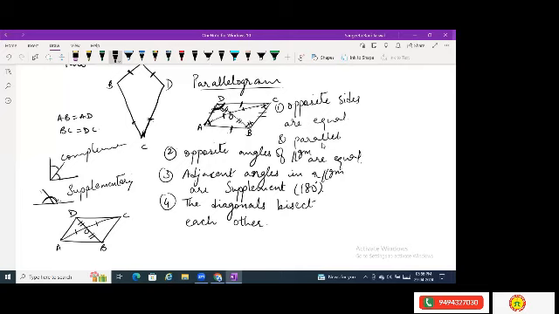So these are the four properties, and you have to learn these properties because you should know these properties. Based on this, we have some questions also in the book.